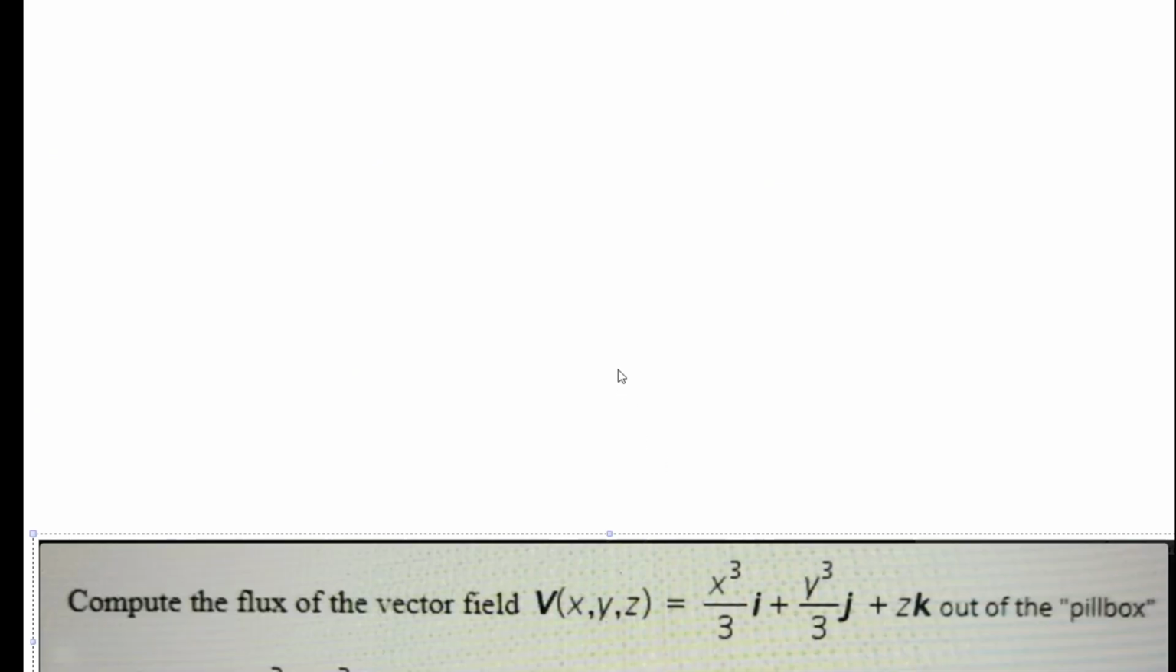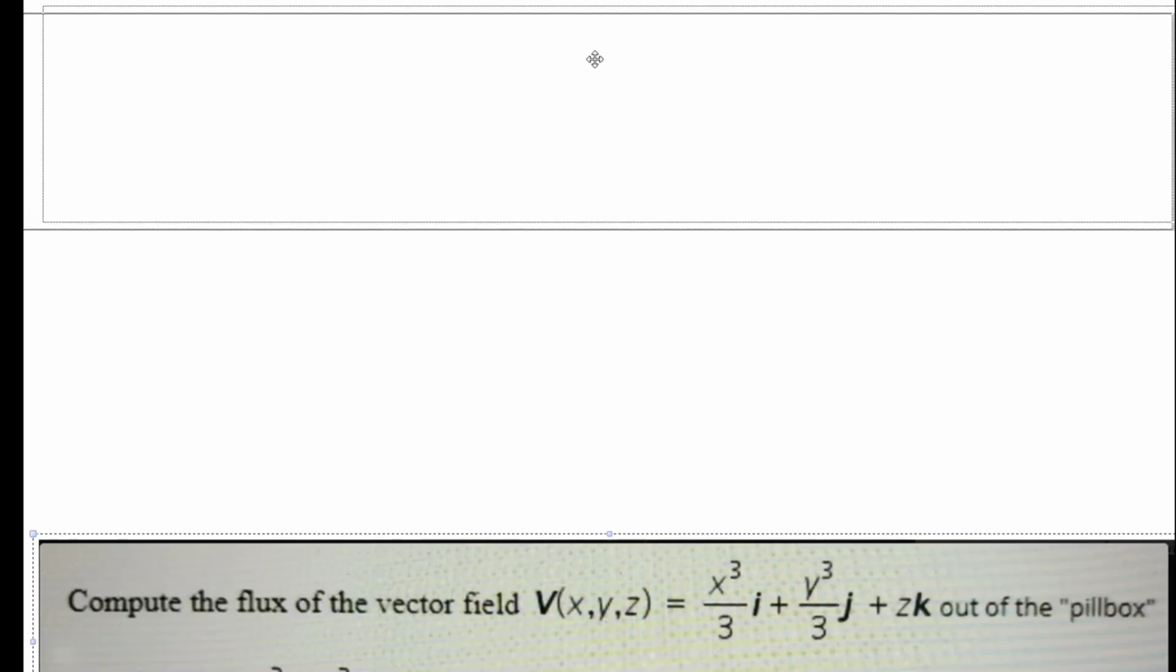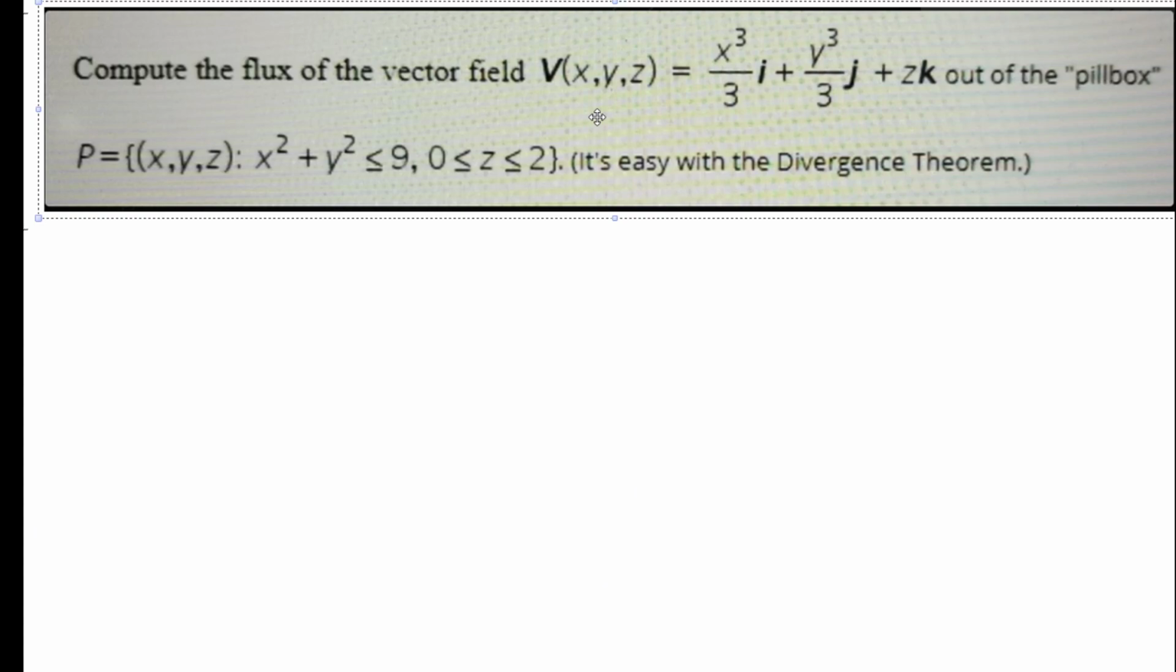Okay, so here's the question from Kevin. Compute the flux of the vector field out of the pillbox. I don't know why they call it a pillbox.